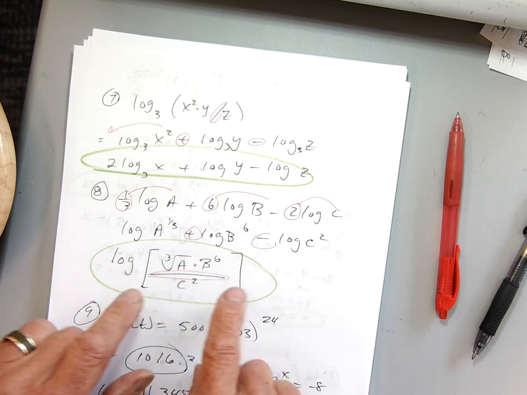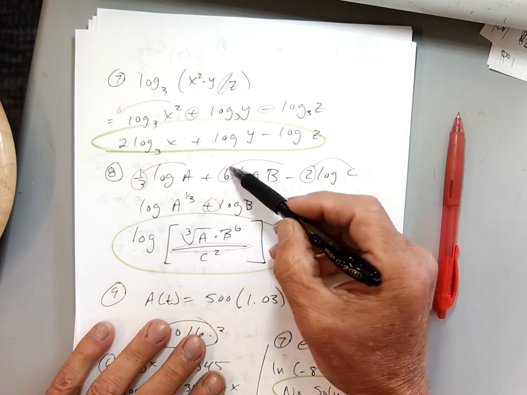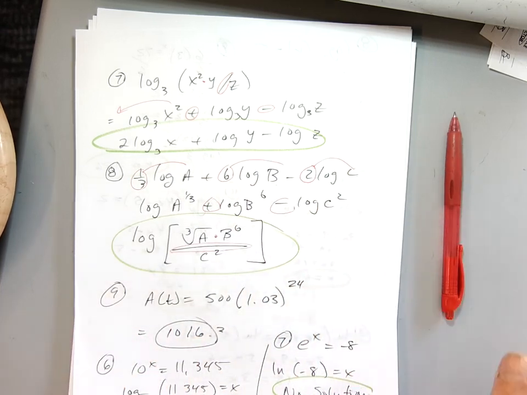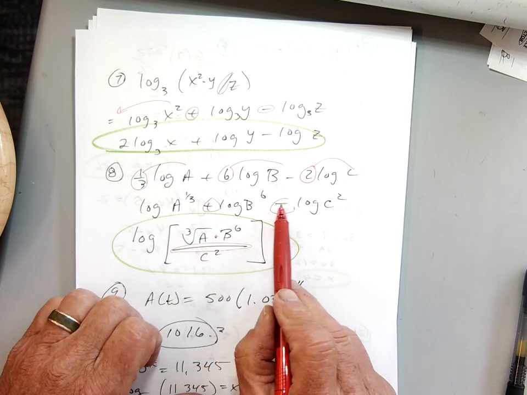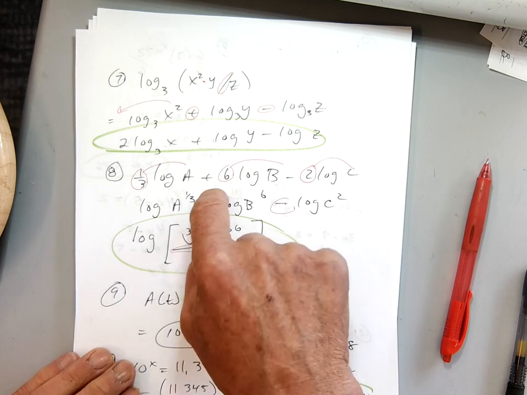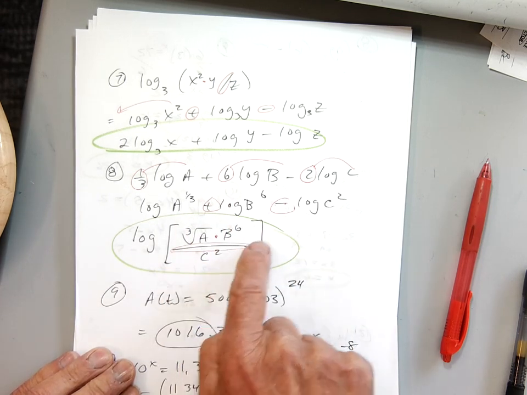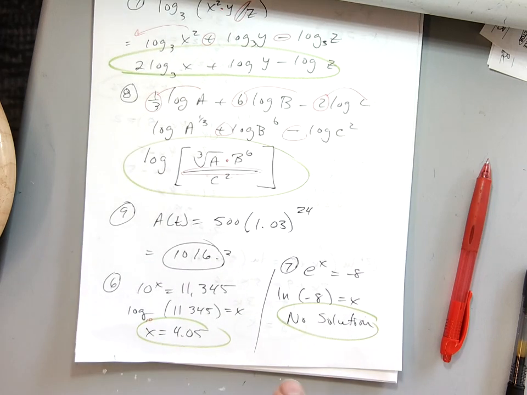Number 8, we're going to do just the opposite. We're going to squish it together into a single log. So I brought the exponents back up, 1/3 power to the 6th power to the 2 power, and where I see plus, I made it times, and minus, I made it divide, because when I multiply bases, I add exponents. When I divide bases, I subtract exponents. Okay, single log.